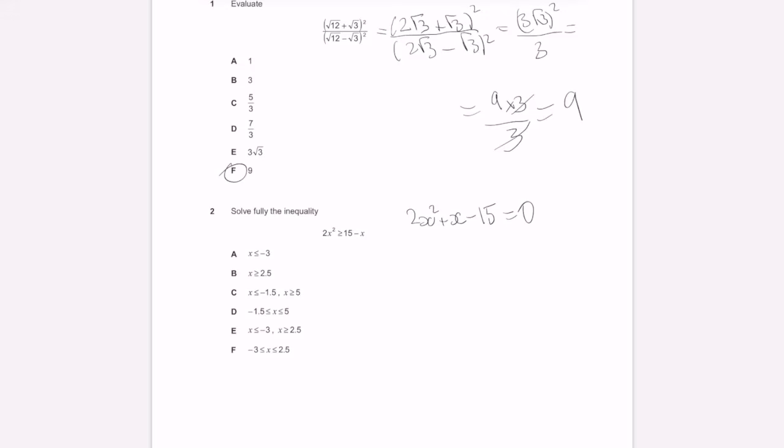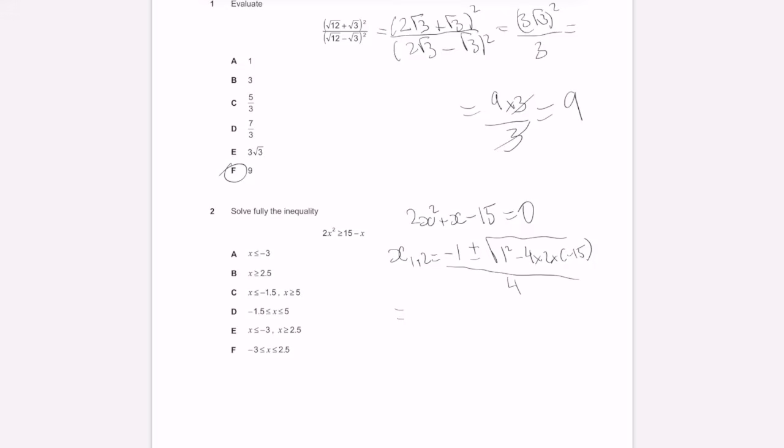I don't think this is factorizable, so we're going to have to find the 2 roots using the quadratic formula. In other words, this will be minus b plus or minus the square root of b squared, which is just 1, isn't it? Yes, so it's going to be 1 squared minus 4 times 2 times minus 15, divided by 2a, which is 2 times 2, so it's going to be divided by 4.